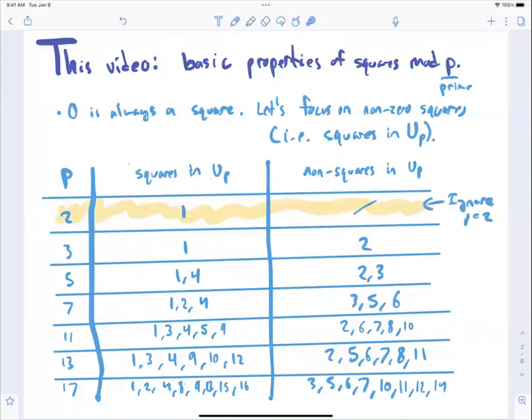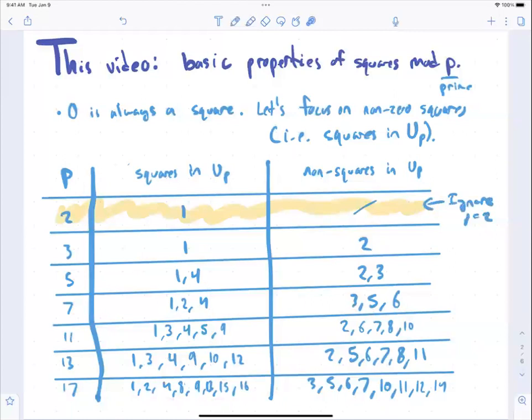Where we start to see patterns is when we look at what happens for odd primes. So when p is 3, 1 is a square, 2 is a non-square. When p is 5, 1 is a square, 4 is a square, 2 and 3 are non-squares. When p is 7, 1, 2, and 4 are squares, 3, 5, and 6 are non-squares. We computed these up through 13 in class, and I added 17 down here.